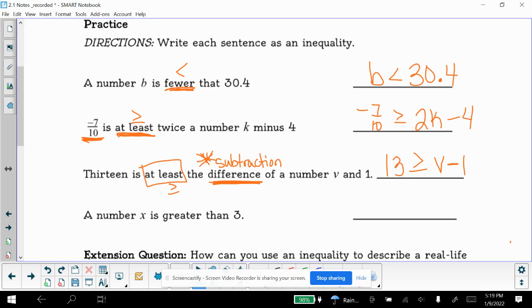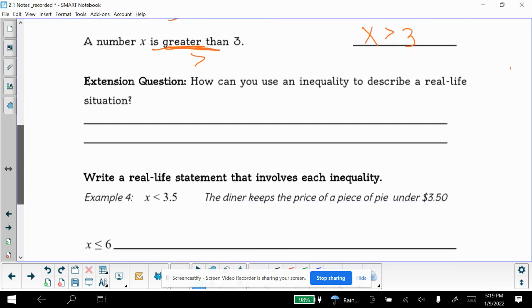All right, the last one there, a number x is greater than, a nice straightforward greater than sign, 3. So x is greater than 3. I'm going to redraw that with kind of a sloppy greater than sign. There we go. Alrighty. Okay. So check over your work. Make sure you have those correct, or make any corrections that you need to make.